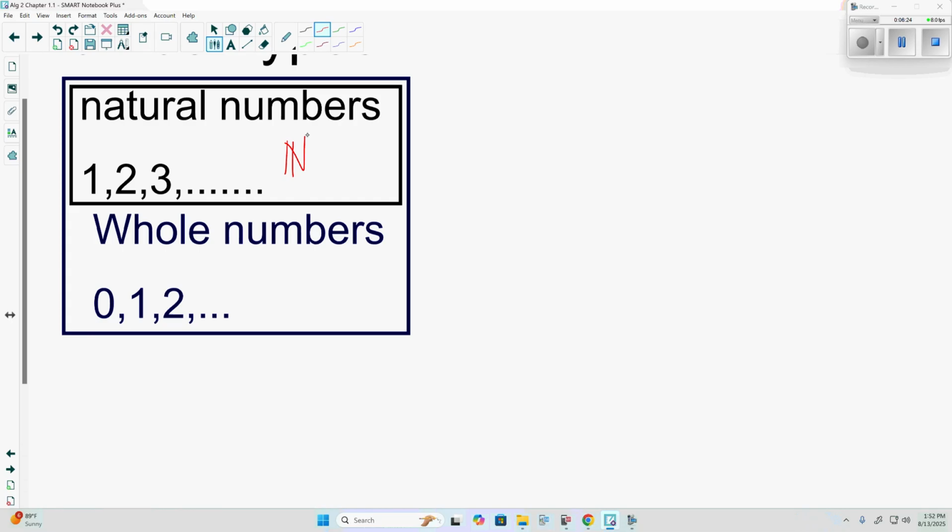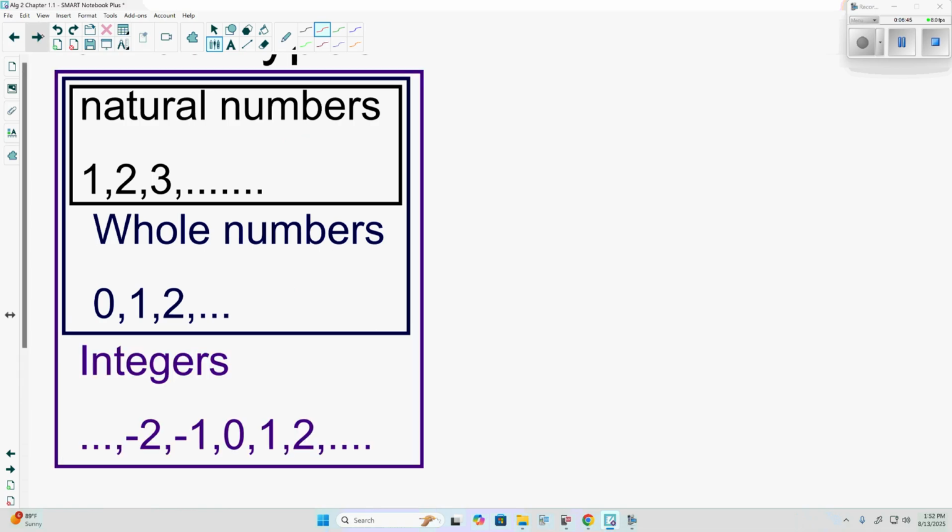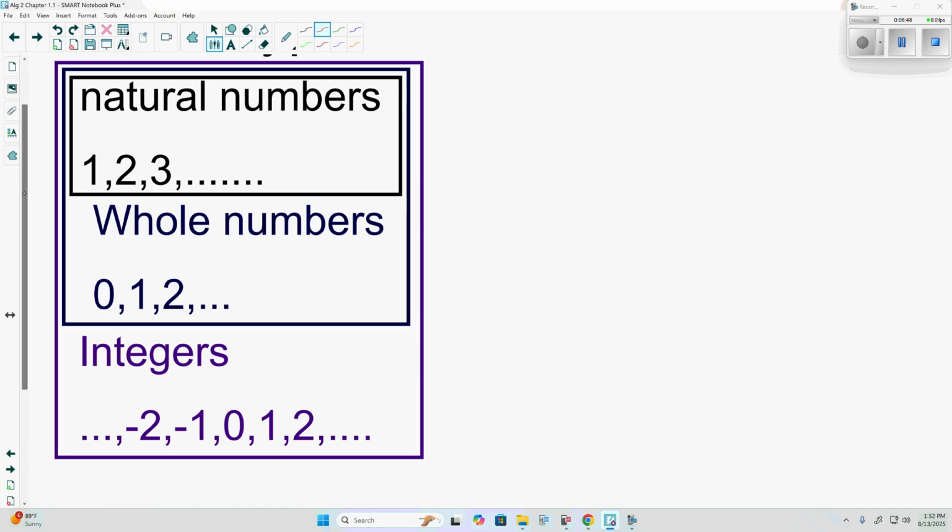Natural numbers is N, whole numbers is? They don't have one. But yes, normally when I talk about it, we'll call it W, but they don't actually give a symbol for whole numbers. Since the only thing it really adds is 0, instead of talking about the whole numbers, we're actually going to talk about the integers. Integers adds negatives.